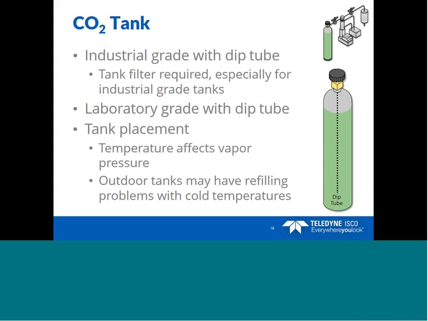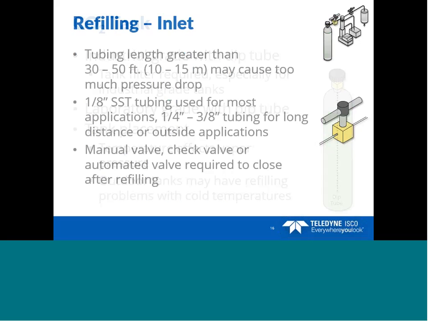When placing the tank, be sure to consider the temperature effects on the vapor pressure. Outdoor tanks may have refilling with cold temperatures, such as in the wintertime. When connecting up the inlet line, a tubing length greater than 30 to 50 feet or 10 to 15 meters may cause too much pressure drop. While 1/8-inch stainless steel tubing is used for most applications, consider using 1/4-inch or 3/8-inch tubing for long distances or outside applications. A manual valve, a check valve, or an automated valve is required to close after refilling to prevent backflowing into the tank.